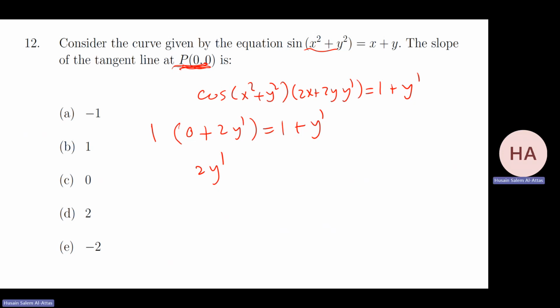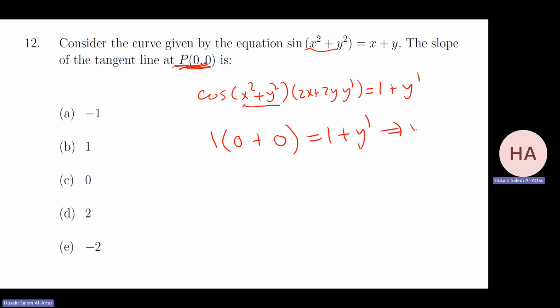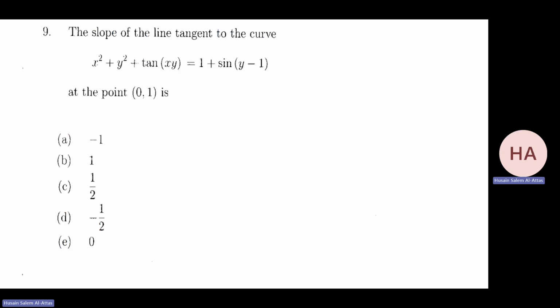Cosine of x squared plus y squared times 2x plus 2y y prime equals 1 plus y prime. Substitute at (0, 0). Wait a minute. This is cosine 0, which is 1. This is 0 plus 0 equals 1 plus y prime. So y prime equals minus 1, which is this one.